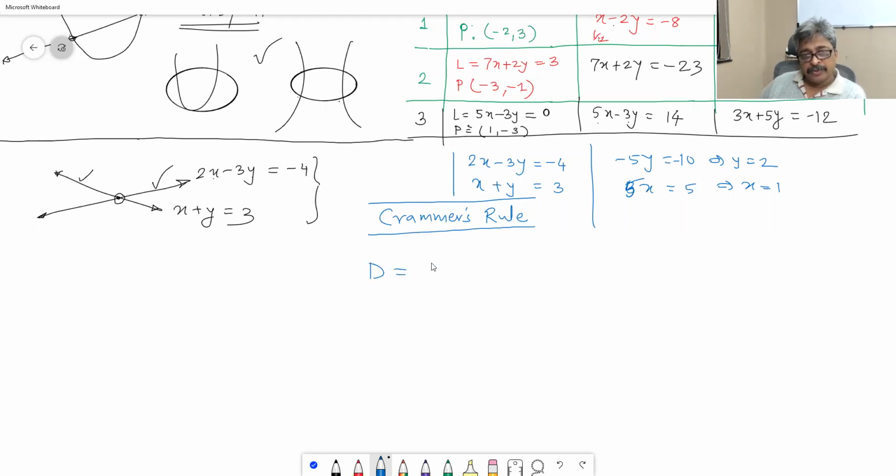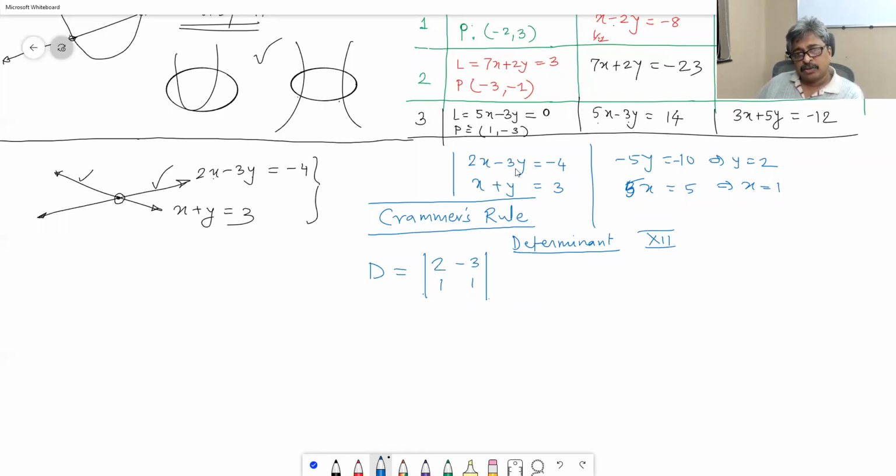D is equal to the determinant 2, 1, minus 3, 1, with these two watchmen, bodyguards, one here, one here. This is called a determinant. We have a full topic on matrices and determinants in 12th standard, where we learn it in detail. Presently, we are just learning acrobatic methods.